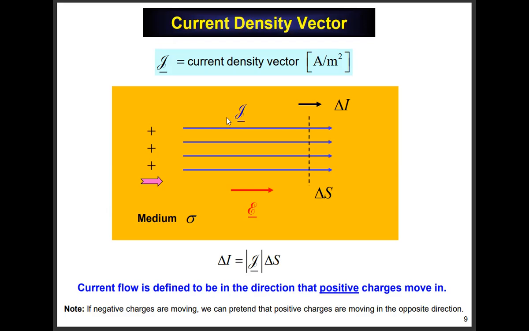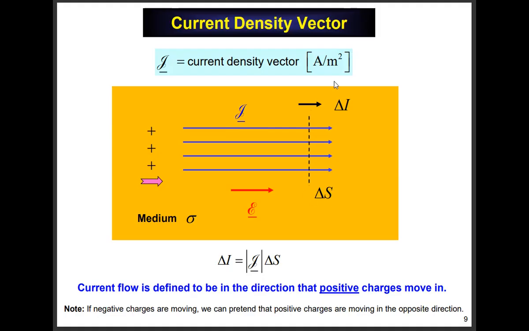Okay. Now, as the positive charges move and sweep past this reference plane, that means a current that's crossing that reference plane. We can call it delta I if you want, crossing this little surface delta S, some little surface with some amount of square meters.